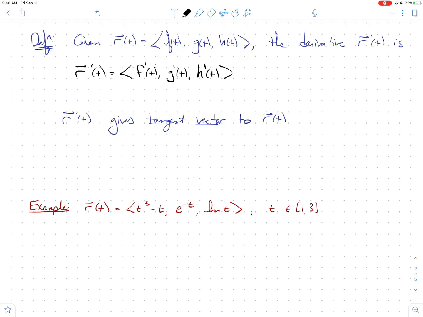So what I want you to think about, though, is what does this mean? Like, what's the meaning of the derivative? Before, the derivative gave us a slope to a tangent line at a point. Now we've got this curve in 3 space, and we're getting out a vector. You plug in a t, and you get out a specific vector. And so the derivative of a vector function gives the tangent vector to r of t.